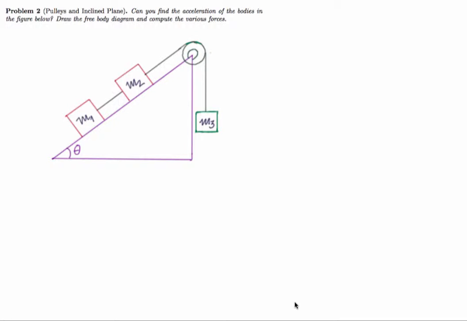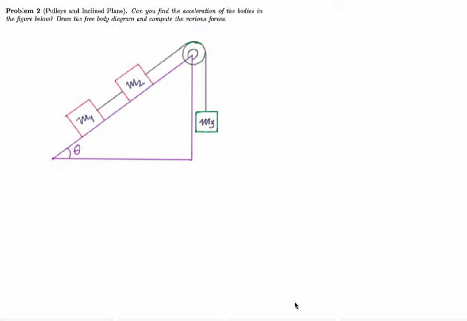Problem 2. Pulleys in an inclined plane. We have been given an inclined plane which makes an angle theta with the x-axis. There are a couple of masses, m1 and m2, on the inclined plane, and m3 is hanging by the pulley.